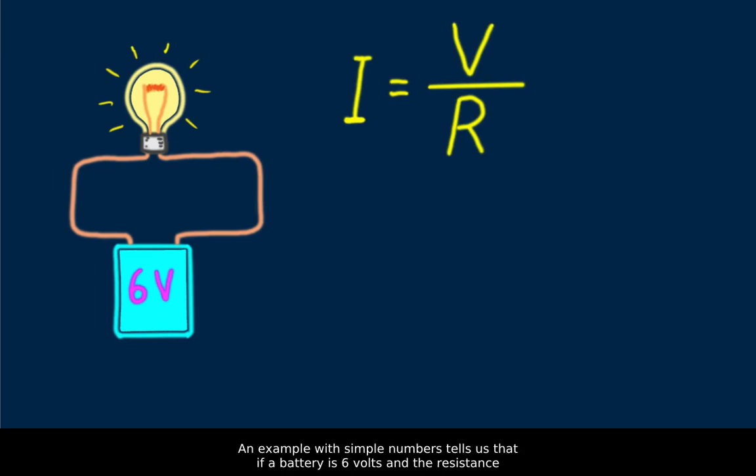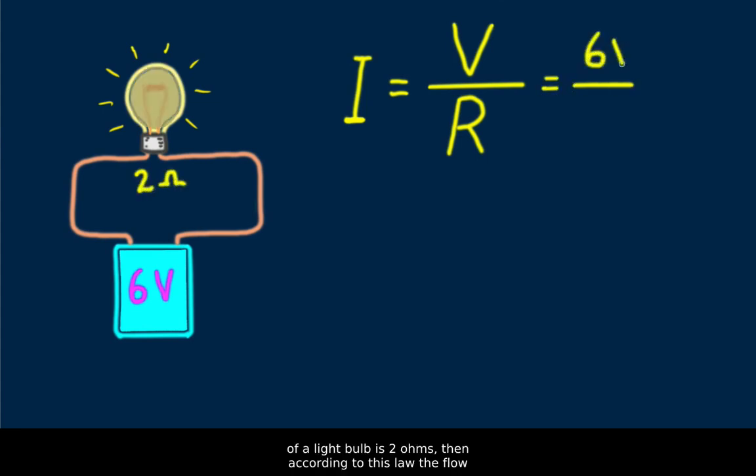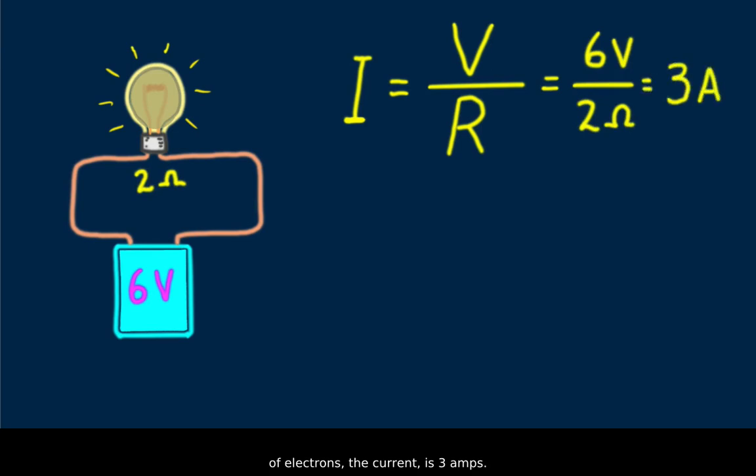An example with simple numbers tells us that if a battery is 6 volts and the resistance of a light bulb is 2 ohms, then in accord with this law, the flow of electrons, the current, is 3 amps. 3 amps means that 3 coulombs of charge per second flow through the circuit and through the bulb. That's why the bulb lights up. Got to say here that 2 ohms is a very low value of resistance for a light bulb, but we say 2 ohms here to keep the numbers simple.